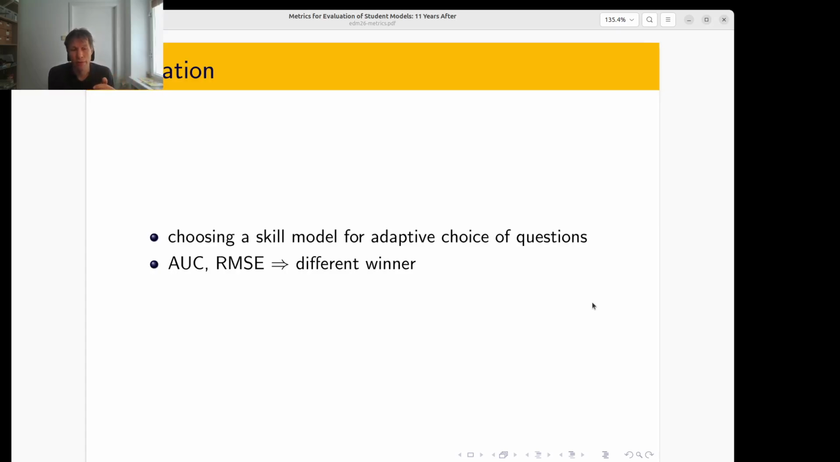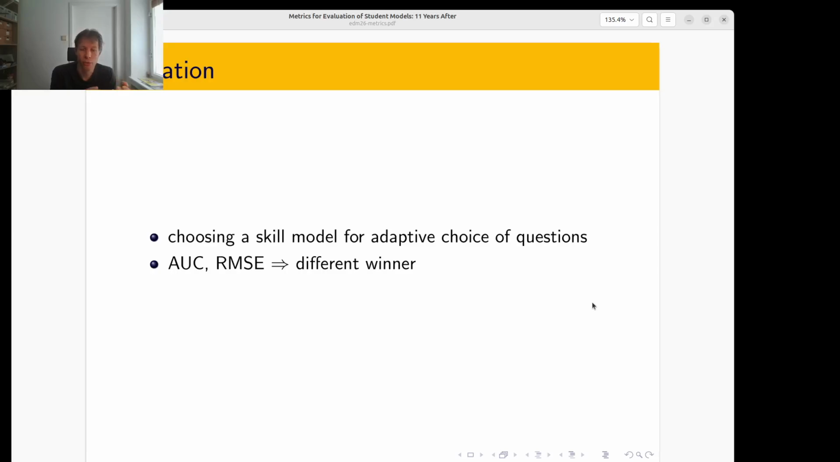For my evaluation, I ran experiments, and I ended up with a different winner with respect to each of these metrics. And now I needed to choose one of the models for the practical application, and I didn't know which one to choose. So I started thinking about which of the metrics is more appropriate for my case.